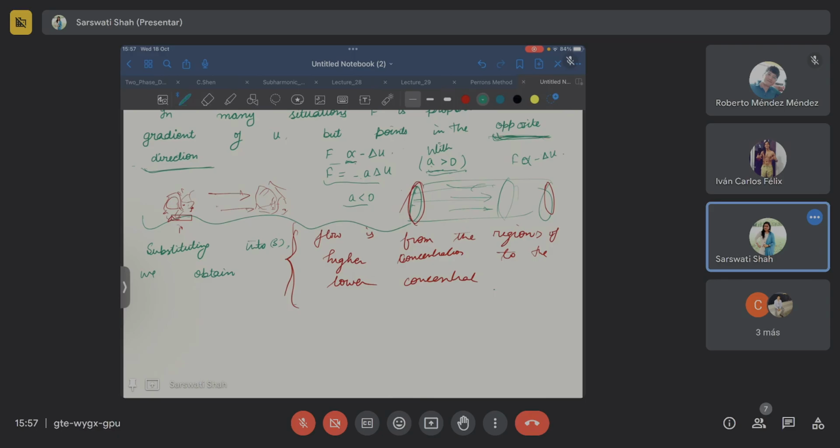Thank you. Substituting this f into equation number three, I will obtain u_t equals minus divergence of minus a gradient of u. Now a is a constant, so it will come outside with the minus sign. I will be left with the divergence of the gradient of u. The gradient of u is a vector quantity, because divergence always applies on a vector quantity. So what is the divergence of the gradient? Laplacian.